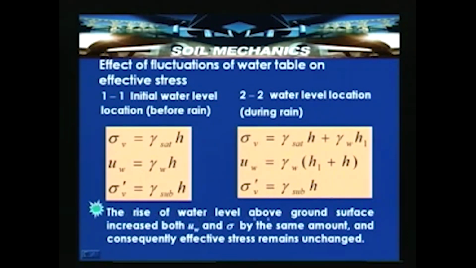So, the rise of water level above ground surface increased both uw and sigma v by the same amount, and consequently the effective stress remains unchanged. Because of the rise of water table above the ground surface, both total stress and pore water pressure magnitudes have increased by the same amount. Because of this the effective stress remains unaltered.